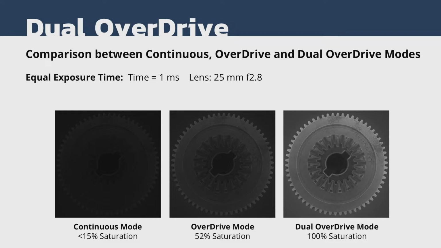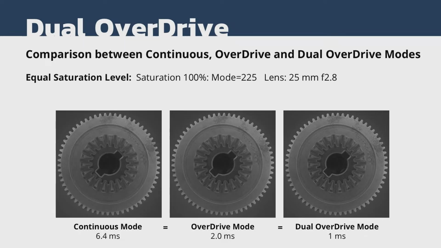So consider your application and constraints, and then choose the right kind of mode, whether overdrive or continuous is right for you. If it's overdrive, look at the types of overdrive that are available.